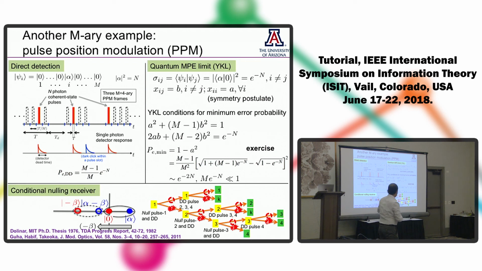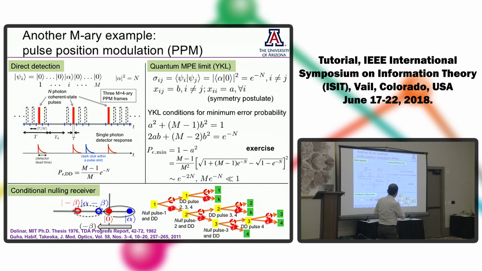We built, or designed, a receiver called a conditional nulling receiver. This works in the same Kennedy-like philosophy, but on a slot by slot basis. You start by applying a nulling pulse on the first slot. Based on a click, you decide how much you want to null the next slot, and so on and so forth. You can write down an error probability expression which has the right exponent, meaning it has e to the minus 2n as opposed to e to the minus n, but does not exactly attain the optimal error probability.